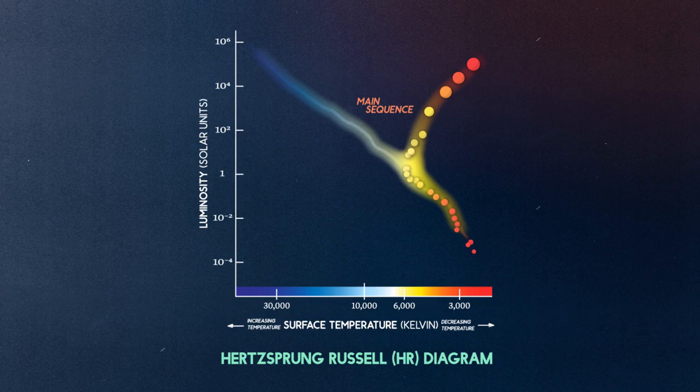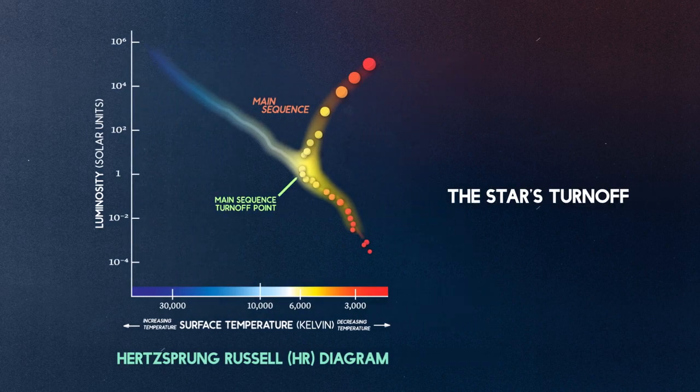However, as a star lives most of its life on the main sequence, it is the loss of hydrogen in the star's core that is the easiest to mark. A star's departure from the main sequence is known as the star's turn-off.